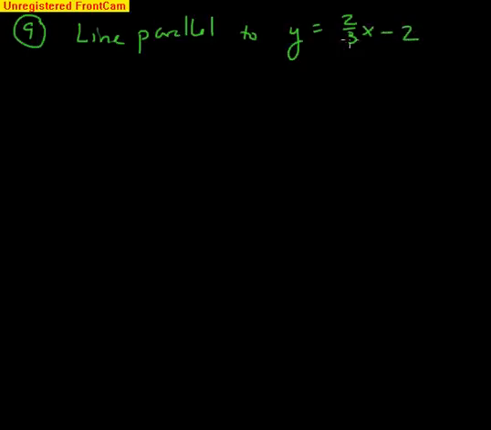Okay, the last two examples I have are algebraic examples of finding parallel and perpendicular lines. So we want to find, in number 9, a line parallel to y equals 2/3 x minus 2 that passes through the point (-1, 2). Okay, this is what we want to do. All right. So take the line and identify the slope.